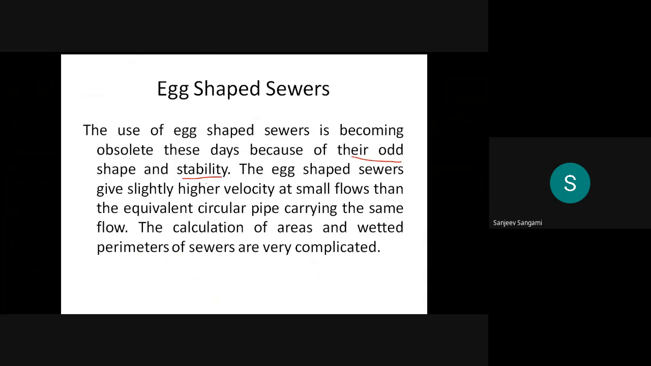These are the two things that have to be taken care of when you are deciding what type of sewer it is. When compared with the round shape sewers, the stability of the egg-shaped sewers is more than any other sewers. The egg-shaped sewers give slightly higher velocity. This is very important. Why is it preferred? Slightly higher velocity at small flows.